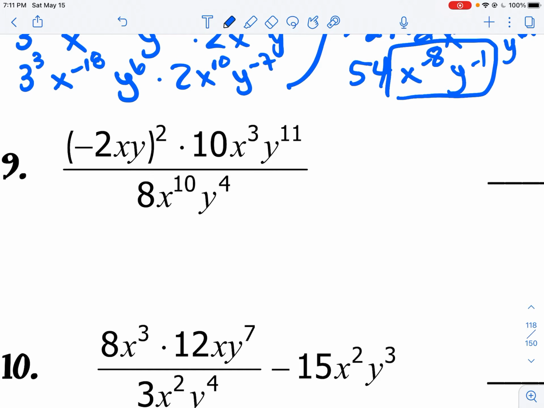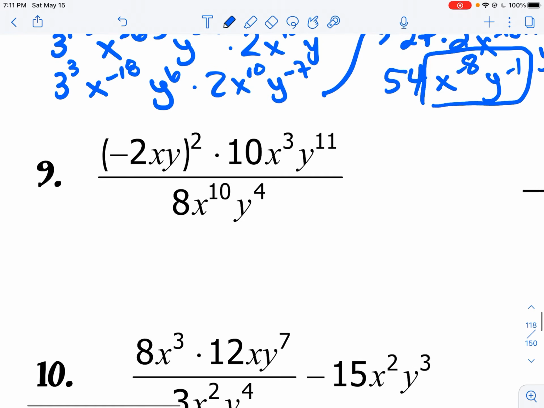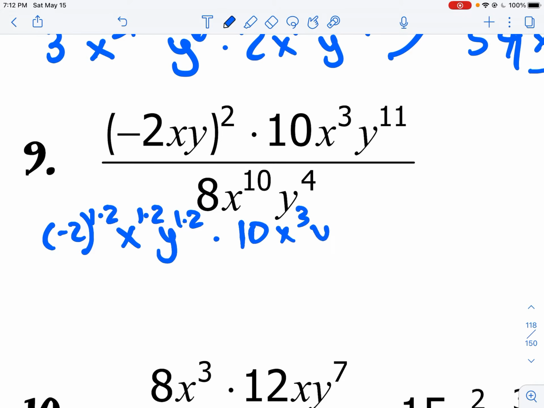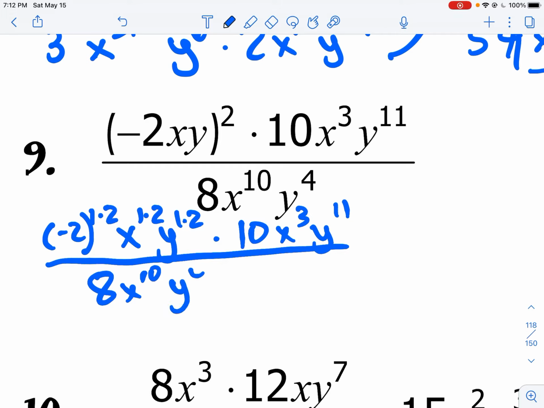Okay, we're going to do this one here. Again, we have to deal with the numerator by itself first, then deal with the denominator. So I'm going to deal with the numerator. When I do that, I have negative 2 to the 1 times 2, x to the 1 times 2, y to the 1 times 2, times 10, x to the 3rd, y to the 11th, over 8 x to the 10th, y to the 4th.